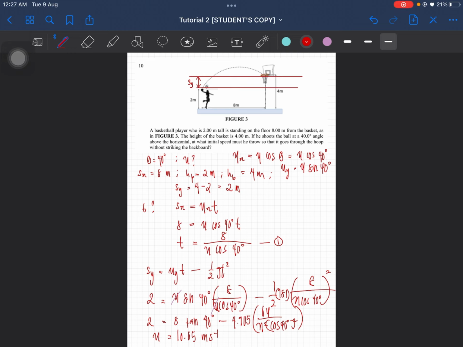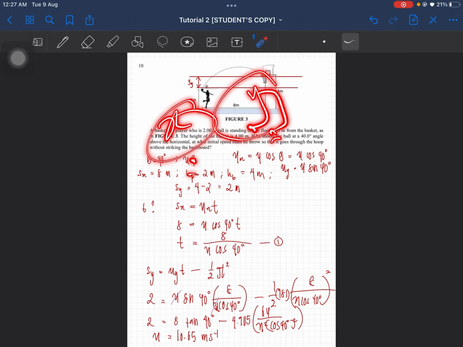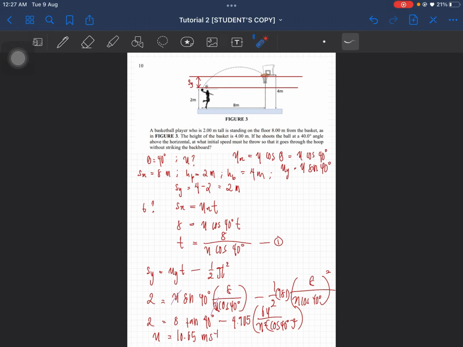Okay, I hope you're able to understand. The most important thing from this question is you have to know that the time t is the only thing that connects x and y. I mean, that is the only thing that is constant in both x and y component. Alright, so that is the solution for question number 10.